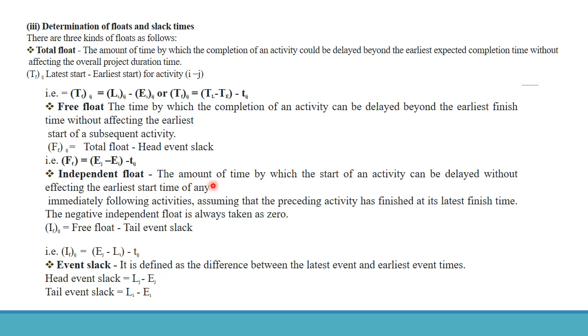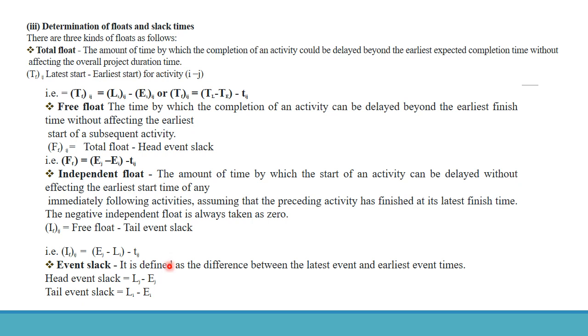Independent float is the amount of time by which the start of an activity can be delayed without affecting the earliest start time of any immediately following activities, if the preceding activities have finished at the latest finishing time. The negative independent float is always taken as 0. That is, IF_ij is equal to free float minus tail event slack. So that will be equal to E_j minus L_i minus T_ij.